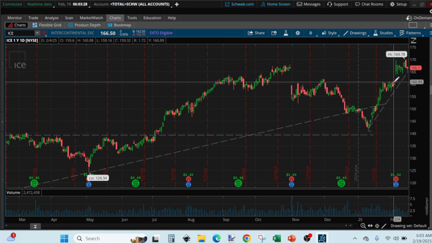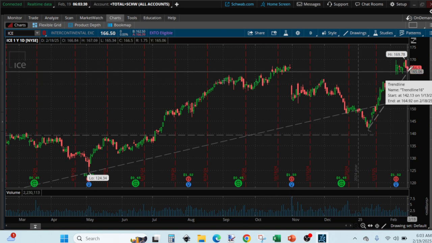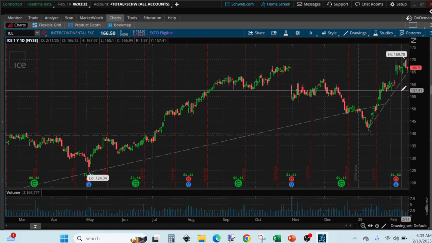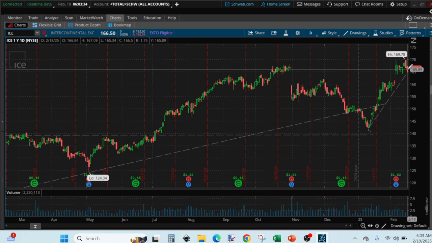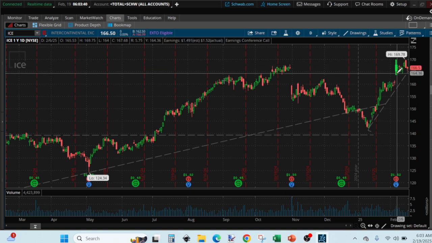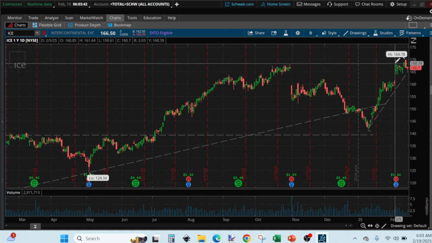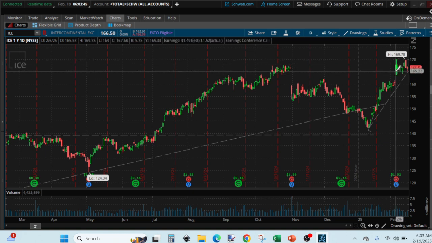A red bar just means the price dropped that day. The price in the evening at market closing was lower than the price in the morning at market opening, so the price dropped. And a green bar means the price in the evening when the market closed was higher than the price in the morning when the market opened.